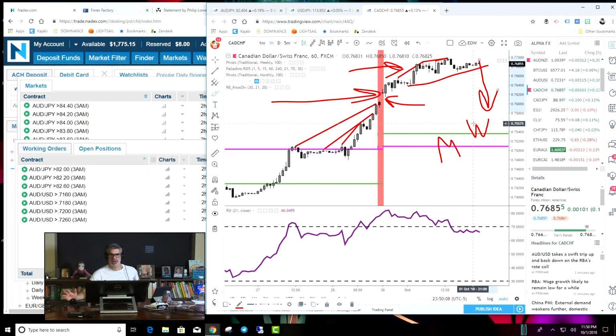Medium-term charts, swing trades. I'd expect every trade that we're going to look at right here in the next few minutes to close within the next 3 days to 7 days at the most.